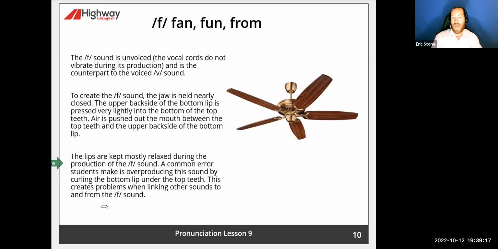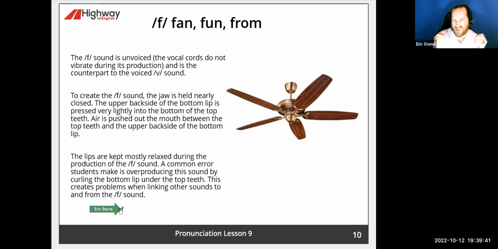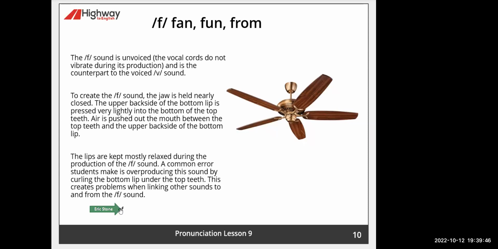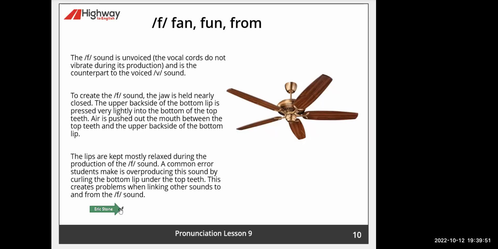Good. Make sure we don't say that. It seems complicated, but it's really not. All you're doing is just touching the lip here with the teeth, but it's light. You don't want to do it hard. And then all you do is blow the air out. Like fan, fun, from. Yeah, there you go.